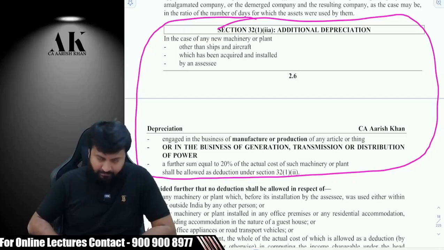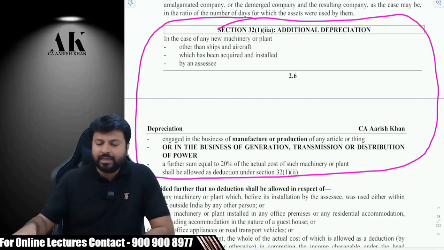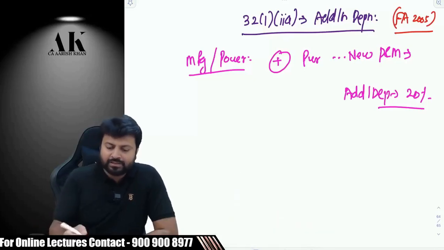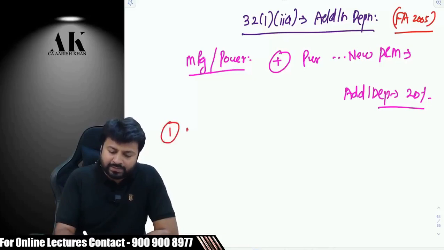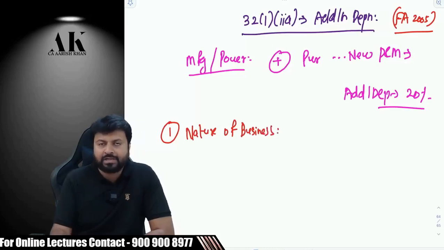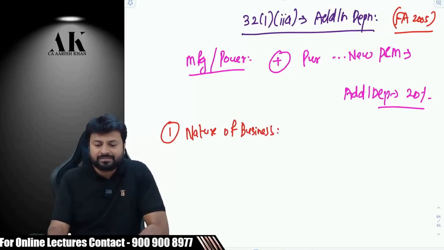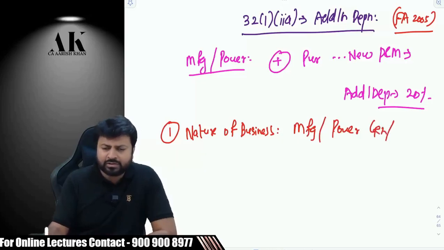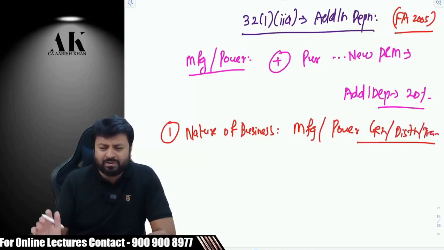Thanks, sir. Done? Now, shall I ask you some questions then? With respect to this section, are you ready? The first question is something which I have already answered and which is on the board. What is the nature of business that you are supposed to be in if you want to claim additional depreciation under the income tax law? You should be in manufacturing, or power generation. Only power generation or power distribution is also sufficient. Transmission, distribution, all of them relating to power, whatever you can do. Okay.